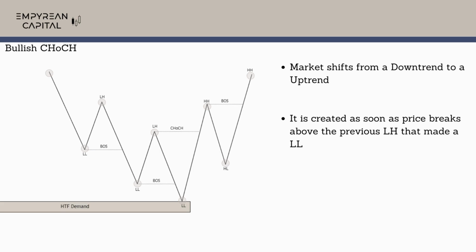This is a very important point. Once price breaks above the previous lower high that generated that lower low, this provides a confirmation to us that the market sentiment has shifted from a downtrending market to now an uptrending market. So how can we use this bullish change of character model?